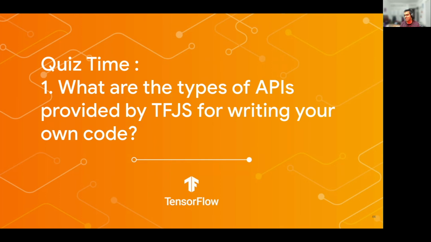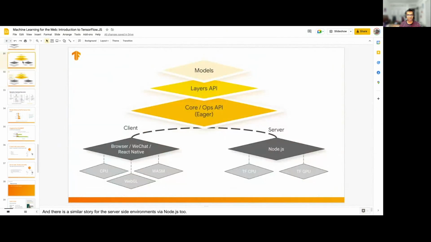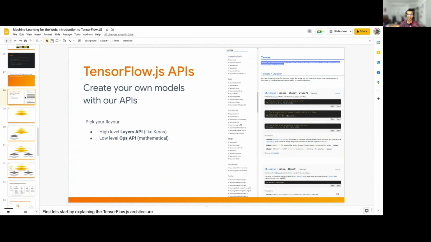Yes, so Kavita actually gets that one. As we had discussed, there are two different types of APIs. One is the layers API and the other one is the ops API.